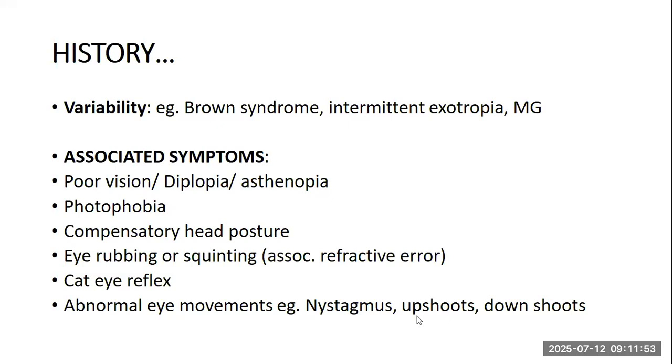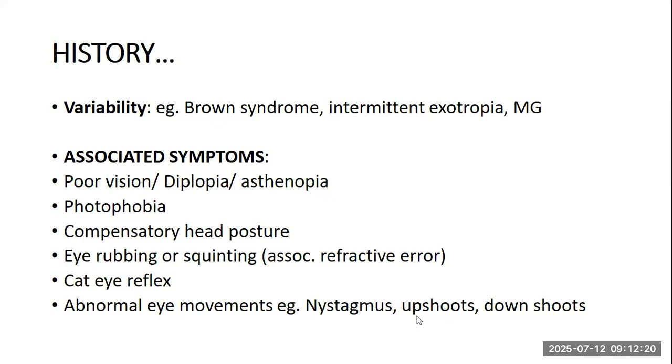Then your mothers can actually tell you if there's a compensatory head posture. They'll tell you, oh, my child actually has to turn this way to see objects clearly, or he bends the head or he elevates the head. Then in patients with refractive error, of course, because that eye is not seeing well, you find the child poking the eye or rubbing the eye or actually half shutting the eyes to see. So that will tell you that it has a refractive component.